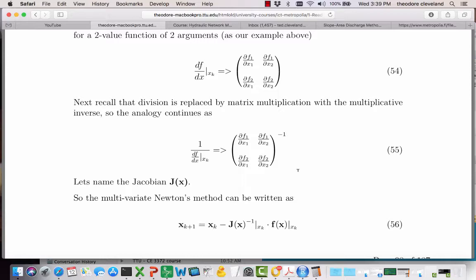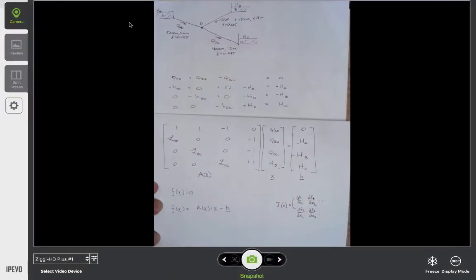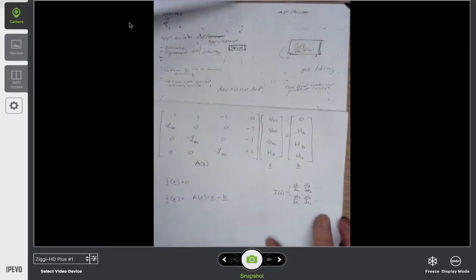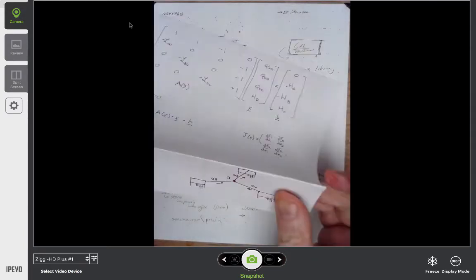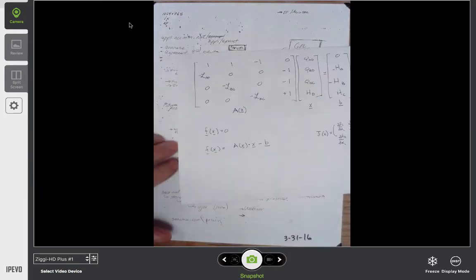So let me go back to my overhead. So I just wrote that. So let's try to find the Jacobian of my equation. And I can do anything else I can't find. More paper. Sweet.